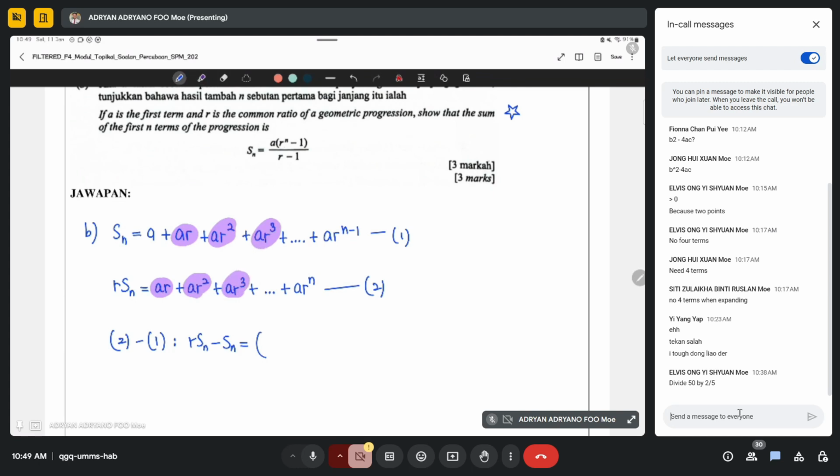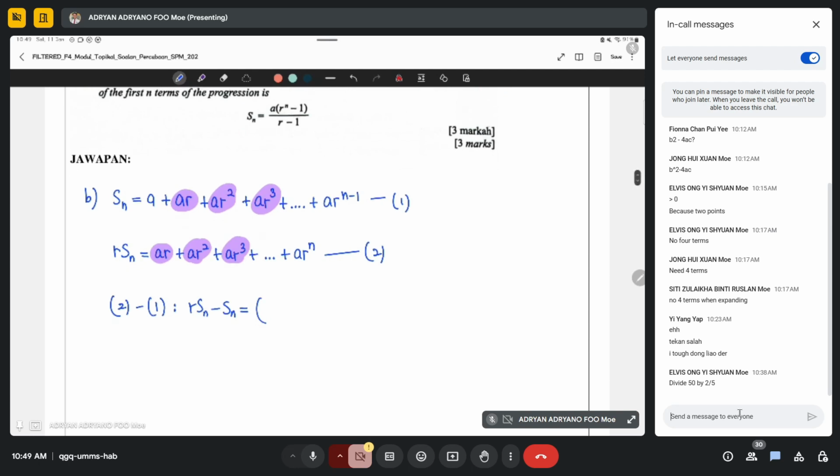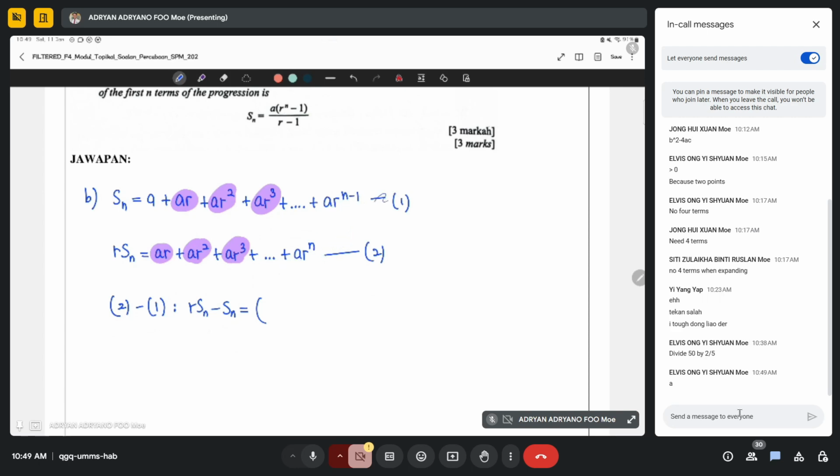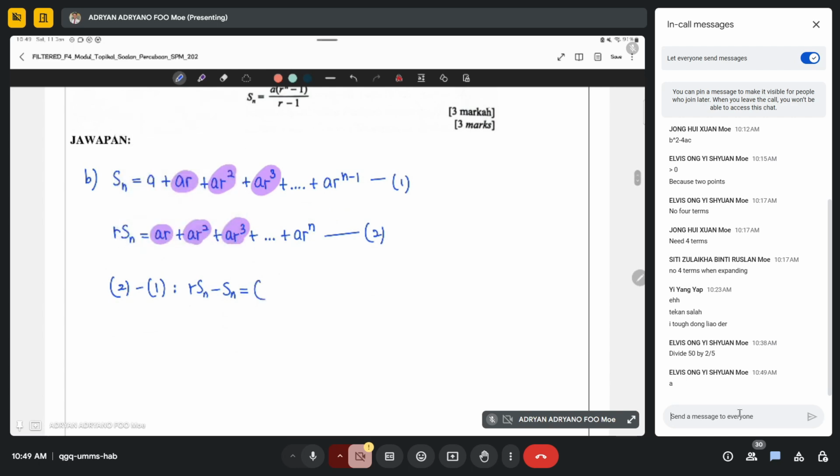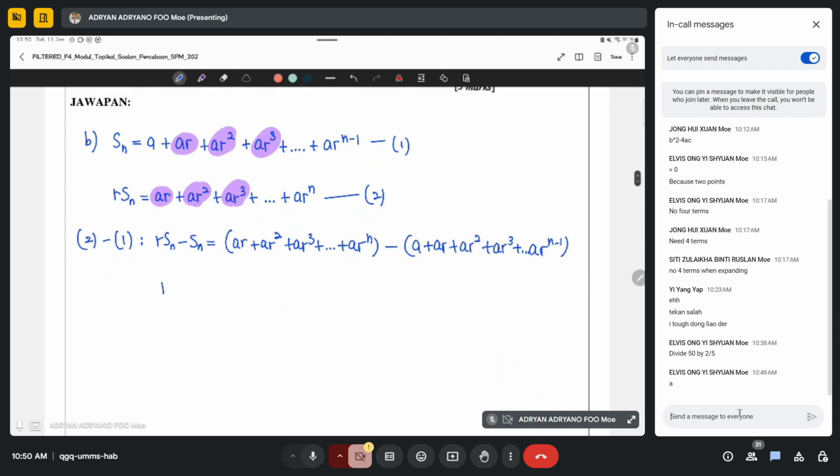What is left that is not cancelled? The AR power n and the A. So before you do this, you first show what you mean by minus, so you rewrite it: AR plus AR square plus AR cube, dot dot dot, AR power n, minus A plus AR plus AR square plus AR cube plus dot dot dot AR power n minus 1. Then what happens is R Sn minus Sn, and we can take out the Sn, so Sn (R minus 1).